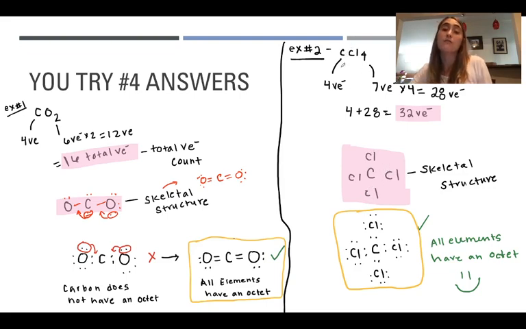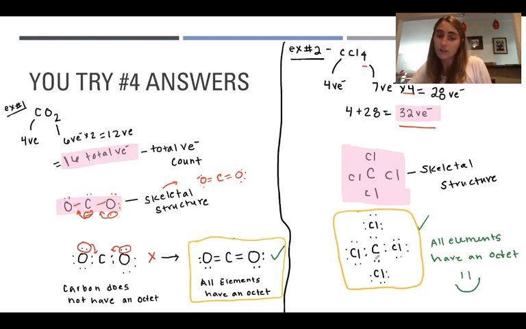Now as we count our valence electrons, carbon has 4 valence electrons and chlorine has 7 valence electrons, but we have 4 of them. We know that because the subscript says 4. So that makes 28 valence electrons from chlorine. We add that to our 4 valence electrons from carbon, and we get 32 valence electrons total. So we need to distribute 32 valence electrons around our Lewis structure.